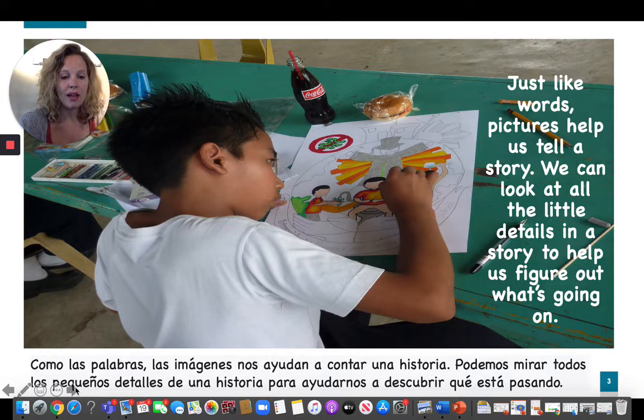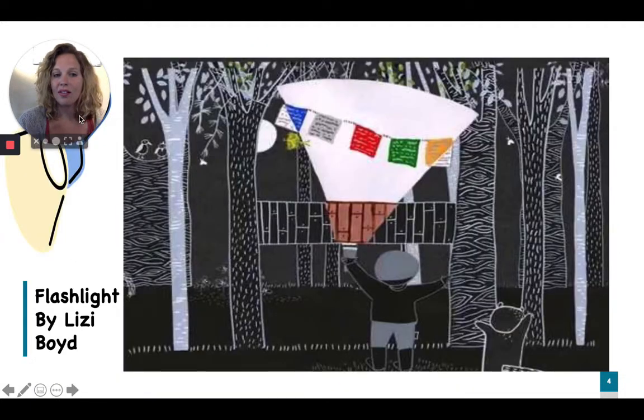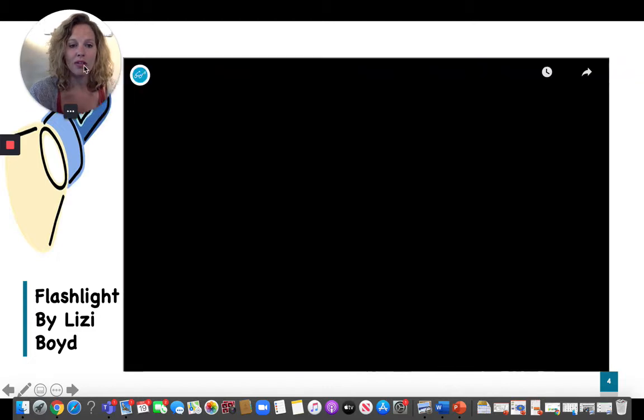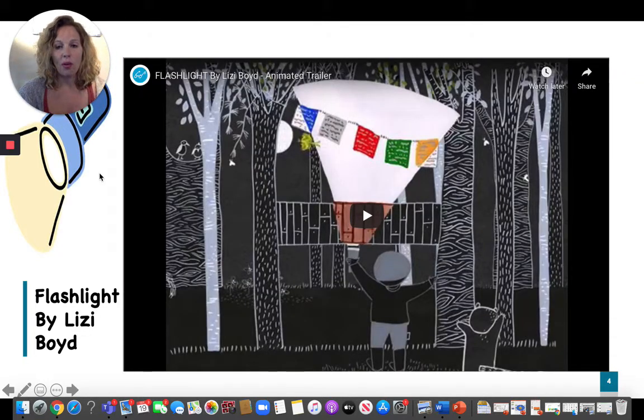So today we are going to read a book that doesn't have any words, it just has pictures. So we got to look at the pictures to see what's going on, and the pictures are going to help us figure out what is happening in the story, okay? So I want you to help me to figure out what's going on just by looking at the pictures. So I want for you to pay attention, okay? All right. This book is called Flashlight by Lizzie Boyd.